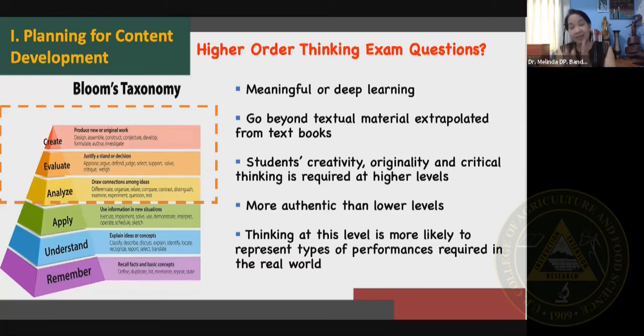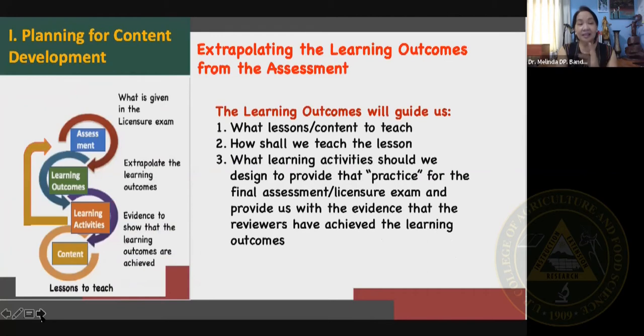So ngayon, habang tayo ay nagdi-discuss, you may try again based on those who have experience taking the licensure exam, or I think I have mentioned this already in our previous sessions, pwede na nating i-determine yan. And in fact, I'm sure you already have some ideas on what exactly is the level of knowledge being tested in licensure examination. Okay, so once we have determined that, we now extrapolate our learning outcomes from the assessment.